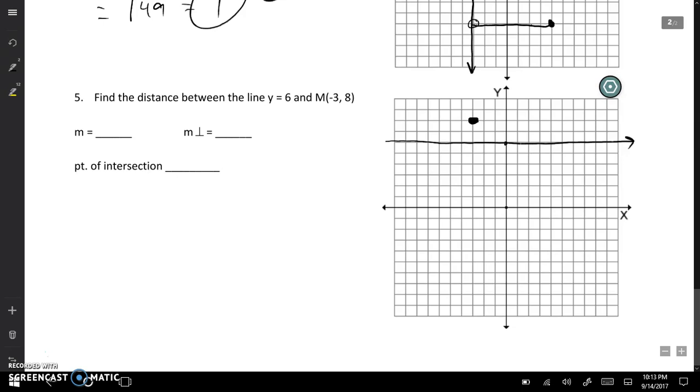So we know the slope of the original line was 0, so the new line is vertical, coming straight down. Okay. Hopefully you didn't actually do the distance formula, because we know that it is just 2 away. And that is your answer.